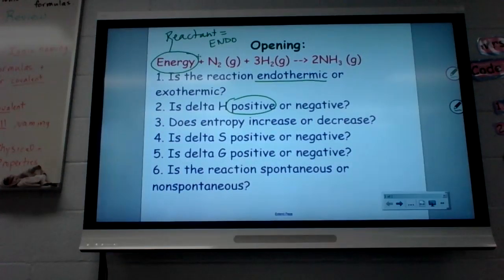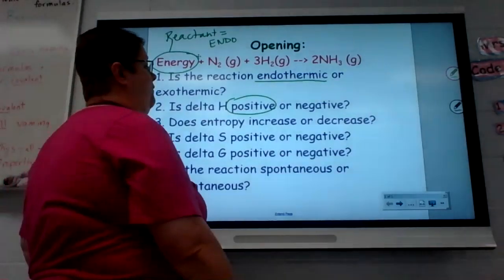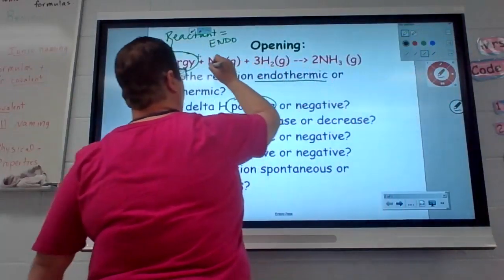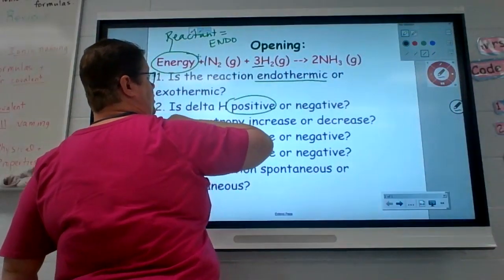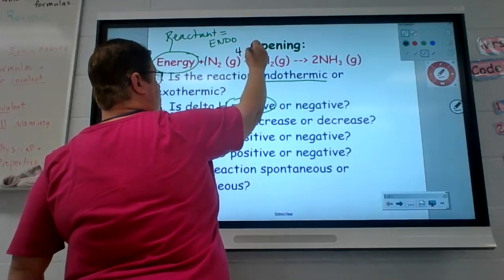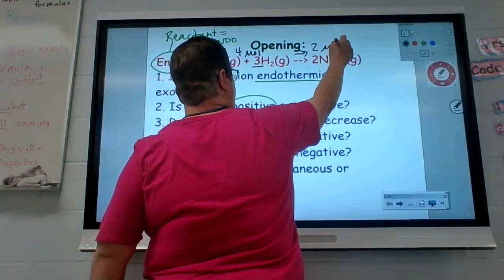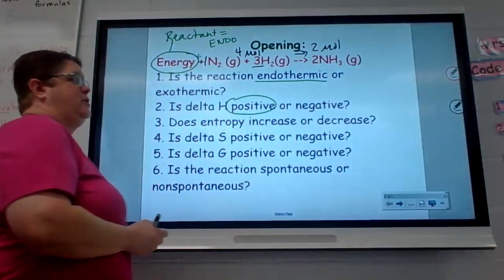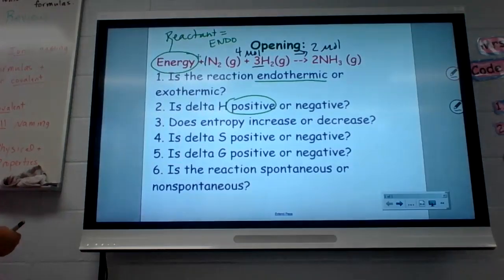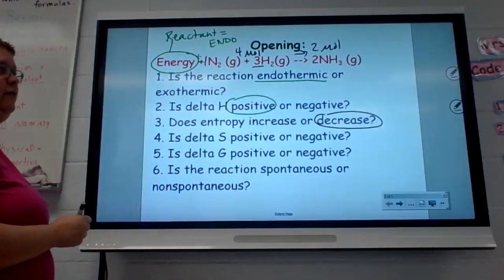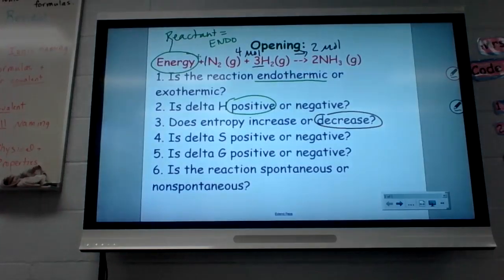So if all the states are the same, what do we look at? We look at the moles. So how many moles do I have on the reactant side? I have 1 plus 3, which is 4 moles. And how many moles on this side? 2. So if I go from 4 moles to 2 moles, does my disorder increase or decrease? It decreases. For those of you who weren't here, think about babysitting. If you go from 4 children to 2 children, does your disorder increase or decrease?